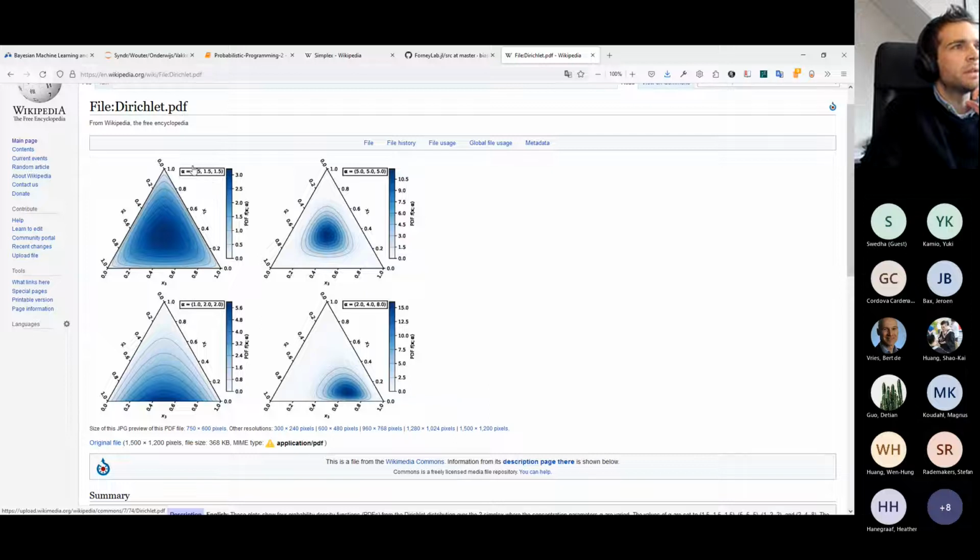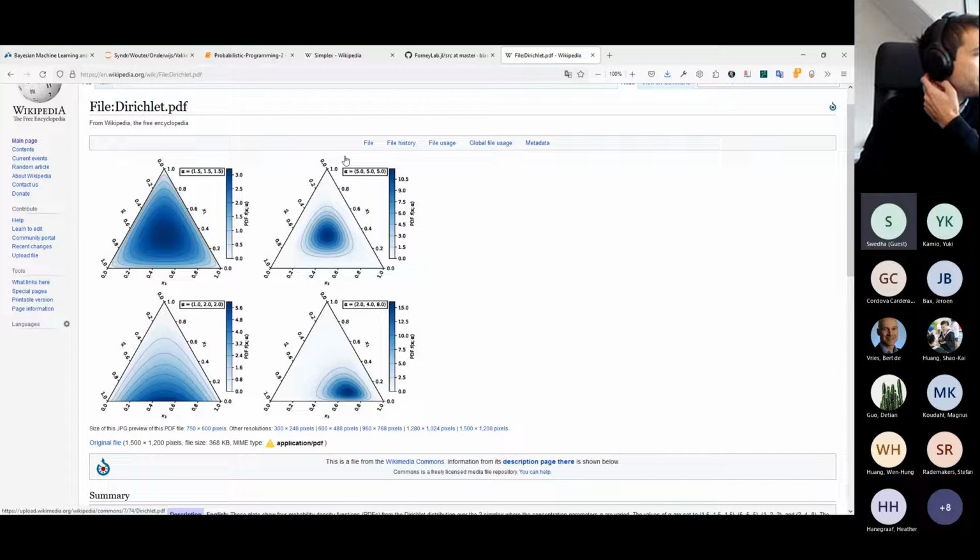So these 2 upper cases are for when these alpha parameters are all exactly the same. But this distribution is really quite flexible. You can define this with quite unusual parameters. Then you get sort of a weirdly shaped blob that resides somewhere in this triangle.